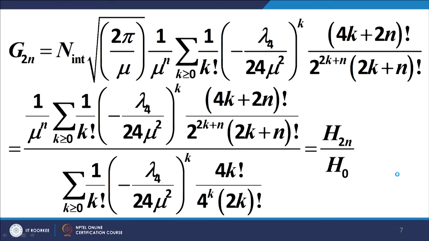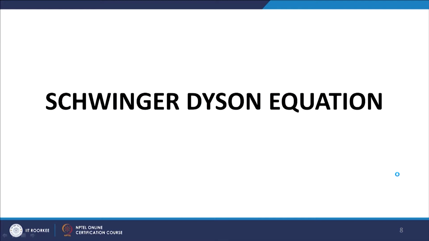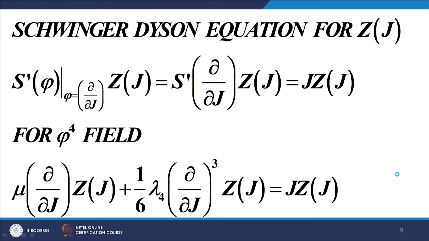The explicit expression for the 2 endpoint Green functions is given in terms of the perturbation series as on the slide. And then we obtained the Schwinger-Dyson equation. The general Schwinger-Dyson equation for the generating functional, or the path integral as you may call it, is given in the first equation on your slide, and for the specific case of the phi 4 field, this equation takes the form of the second equation right at the bottom of your slide.